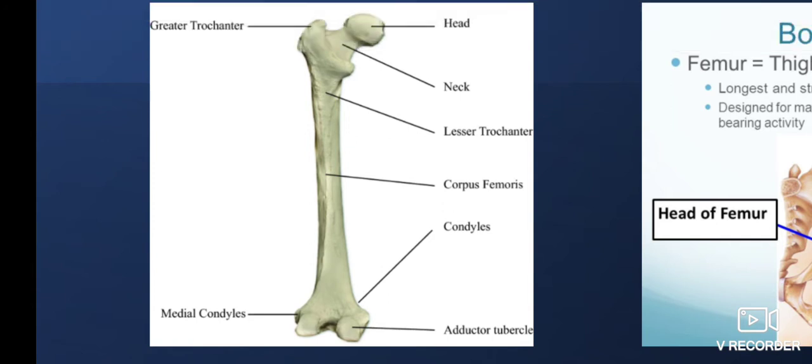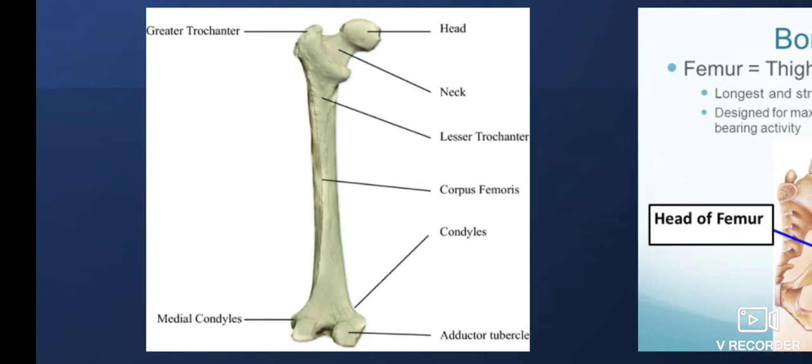As you can see in the picture, it is a long bone. It's a long bone having an upper end, shaft, and lower end, and each part has its own features. Since it is a long bone, its upper end consists of a head, a neck, and two large trochanters.